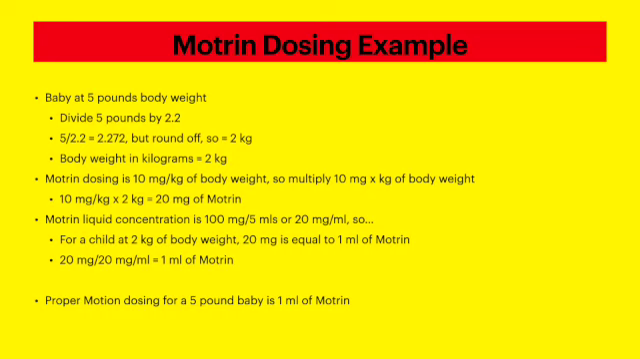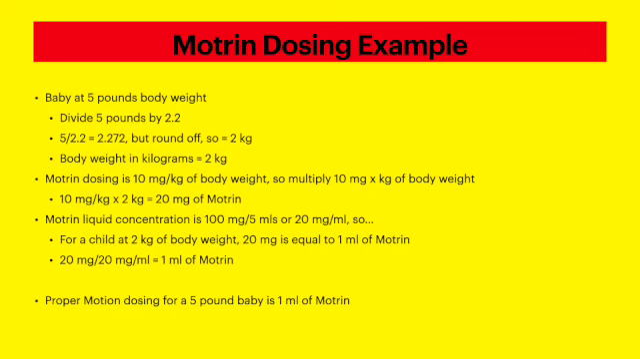Let's look at a second Motrin dosing example. Let's say you have a baby who weighs 5 pounds. Divide 5 pounds by 2.2, which equals 2.272, but round off again so you have an easier number to work with. So the baby's body weight in kilograms will be 2 kilograms. Motrin dosing is 10 milligrams per kilogram of body weight, so multiply 10 milligrams times kilograms of body weight, which equals 20 milligrams of Motrin.